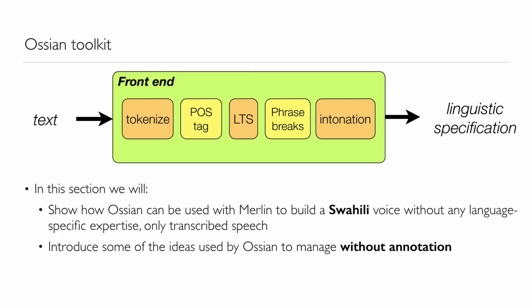So as a running example, I'll take a target language that we became interested in last year and we started working on a little bit, so Swahili. And I'll show you kind of the first approach we followed to building a voice in this language. We've started adding kind of expertise and annotation, but this is the first thing we did and it gave quite reasonable results. And I'll point out some of the ideas that we try and use to manage with as little annotation as possible. I'm going to look at each of these modules from a conventional front end and say how we try and replace them essentially in this more naive approach.